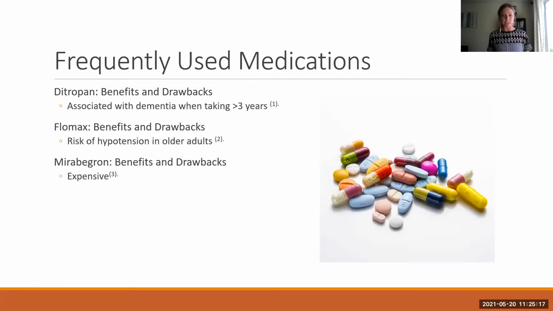But that's really new information that is really fresh, and you'll still see a lot of people on Ditropan. And for some people, they've been on the medication for a long time, and it really helps their lifestyle and their life. And you have to kind of know that too. And it doesn't cause dementia for everybody. We don't know that for sure. So in any case, that's just a study to be aware of.